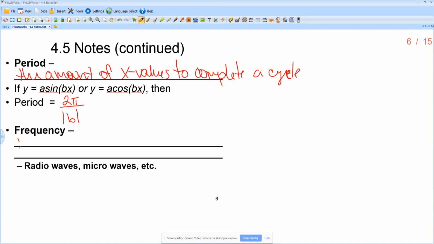Frequency is going to be the reciprocal of period. We won't look a ton at frequency, we'll look at it a little bit, but frequency is the reciprocal of period, and it's more commonly used for wave functions. So when we talk about something like radio waves, microwaves, those can be modeled using trig functions. And when we talk about them, we talk about frequency, which is just going to be flipping that period over.